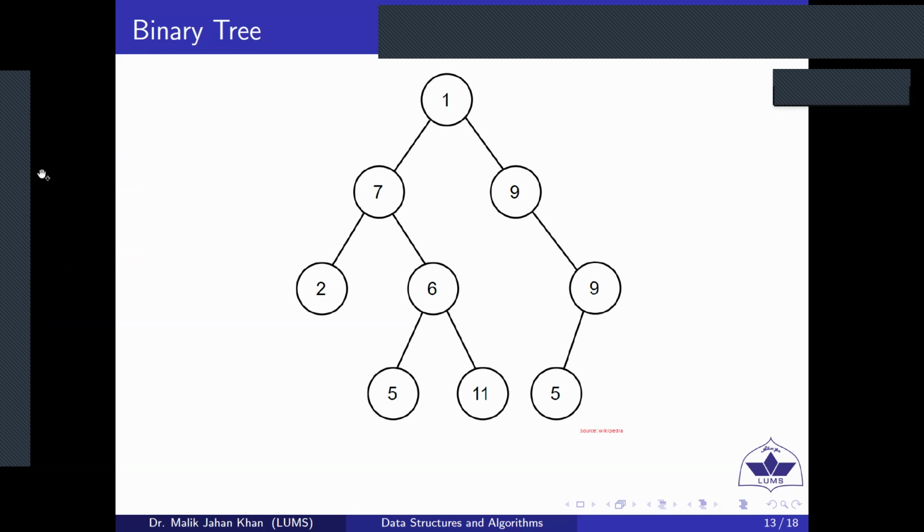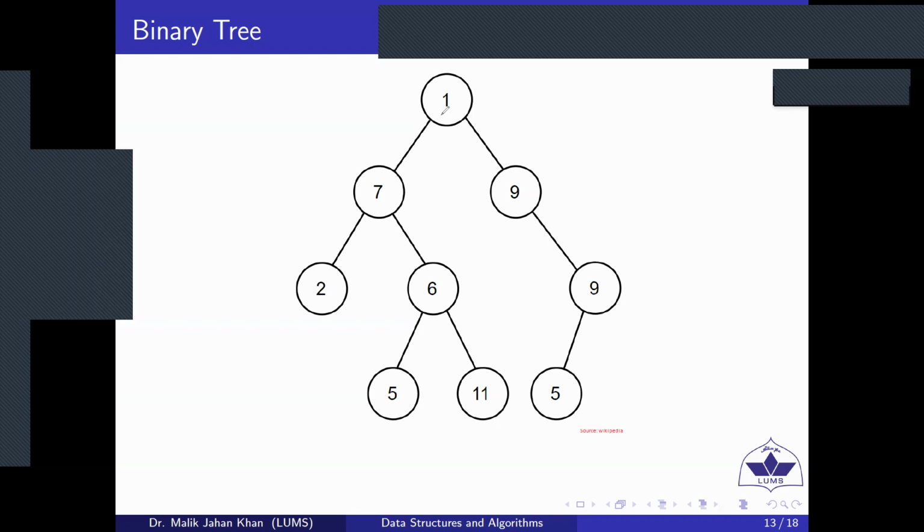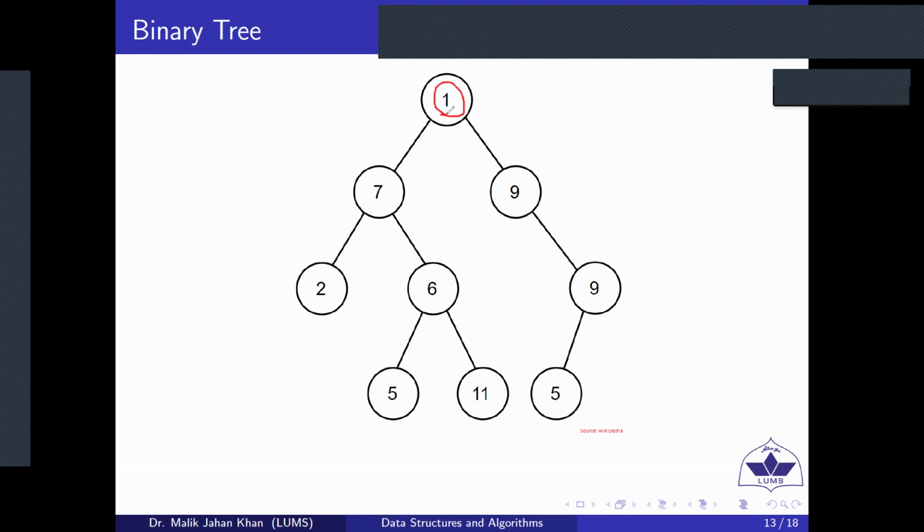Because this is the first visualization of the tree, we can see that there are three kinds of things which we'll be looking at in our implementation. There is some data part which we need to store inside the node, and it needs to know the address of the left child, and it needs to know the address of the right child. These three things essentially define the characteristics of one node.